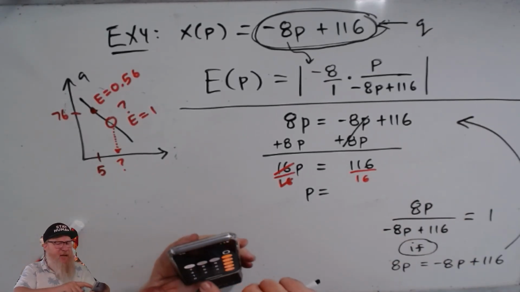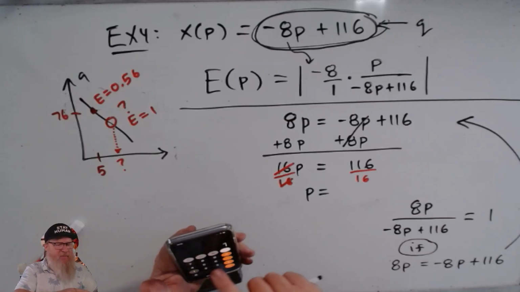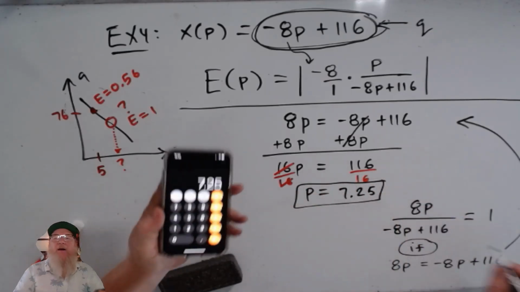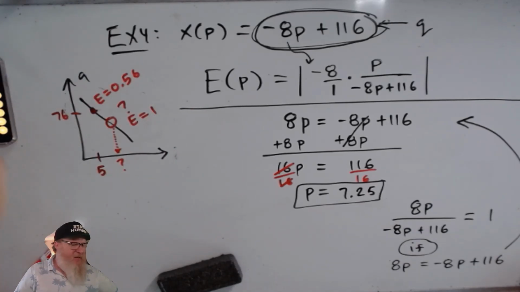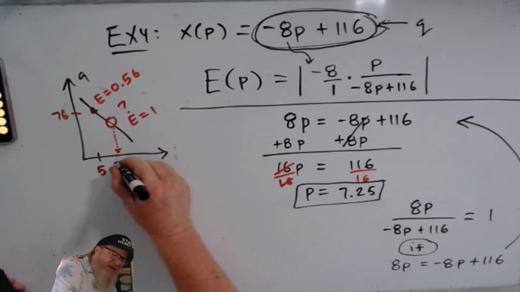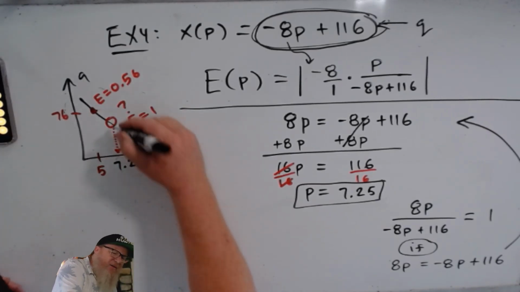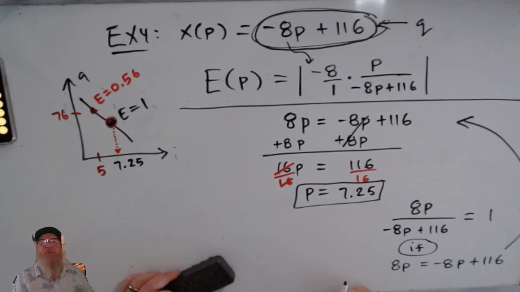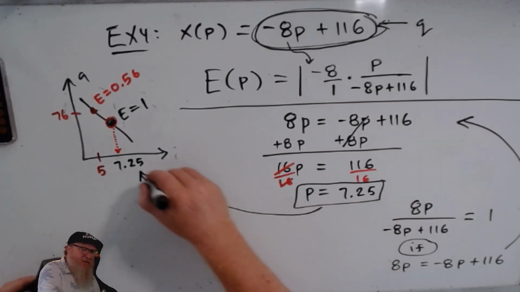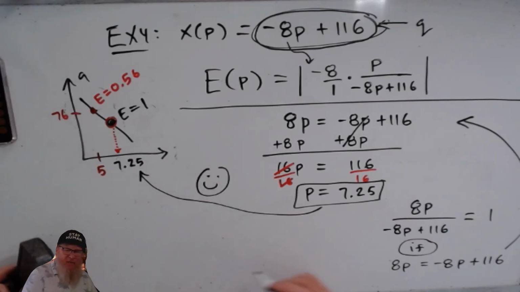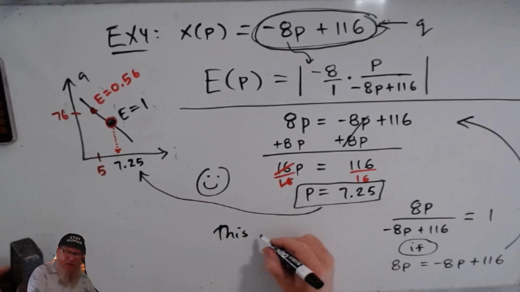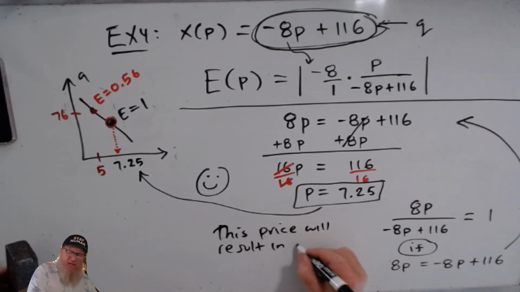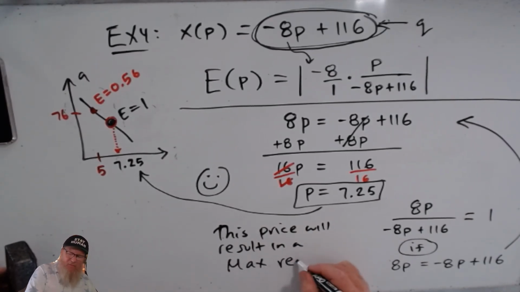If I was brave, I would just do that by hand, but I'm not going to. I want to be right. Oh, I love this when this happens. No rounding required. $7.25. So that is the optimal price. $7.25. And then my elasticity would exactly be 1. Yay. This will maximize the revenue. This price will result in a max revenue.